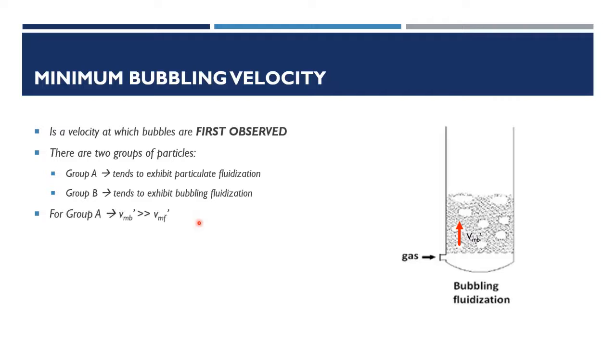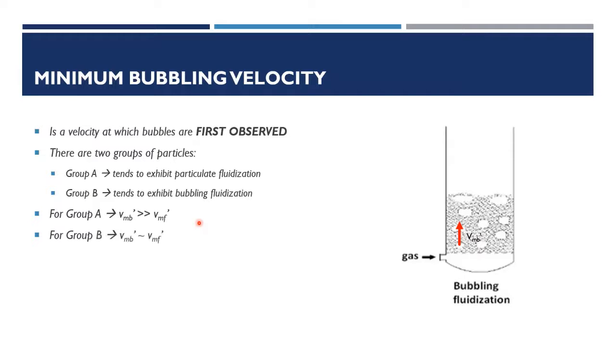Now, for group A, usually the Vmb stands for velocity of minimum bubbling, and Vmf is velocity for minimum fluidization. For group A, since it is easy for them to create a smooth fluidization but difficult to create bubbles, the minimum bubbling velocity will be very much higher than its minimum fluidization velocity.